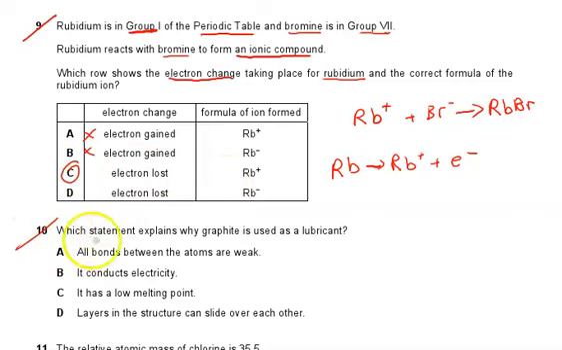Number 10. Which statement explains why graphite is used as a lubricant? Because graphite has a hexagonal structure. This is their molecular structure, and you'll have layer by layer.